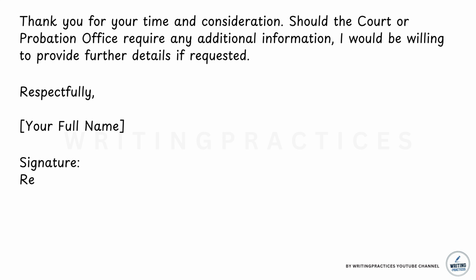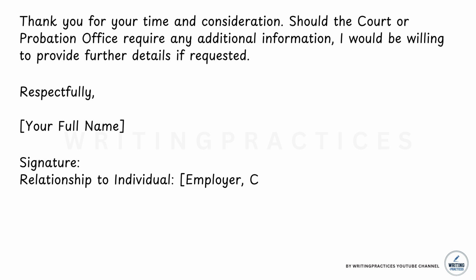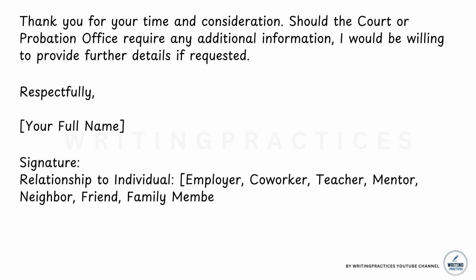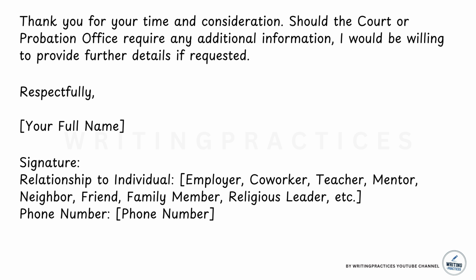Signature and contact information. Finally, include your identifying information. For example, signature, relationship to individual, employer. Phone number, 512-555-3847. Email address, jennifer.morales@email.com. This final section confirms your identity, explains your relationship to the individual, and provides the court or probation office with a way to contact you if verification or additional information is required. Including these details helps reinforce the authenticity of your reference.